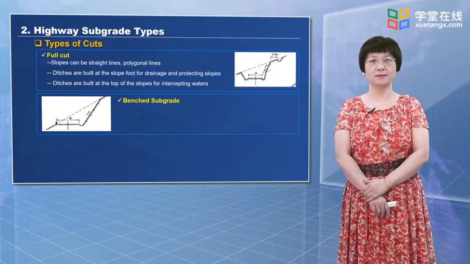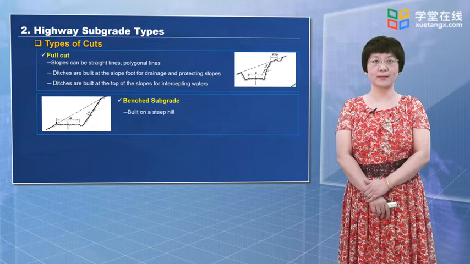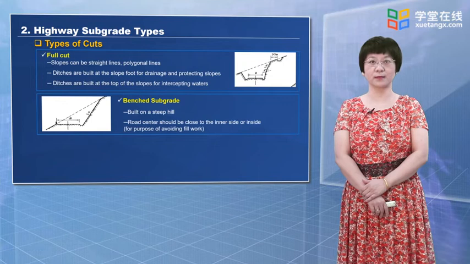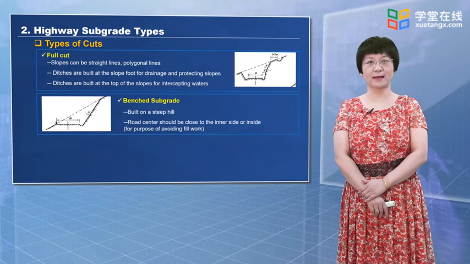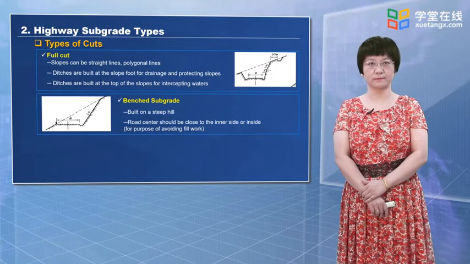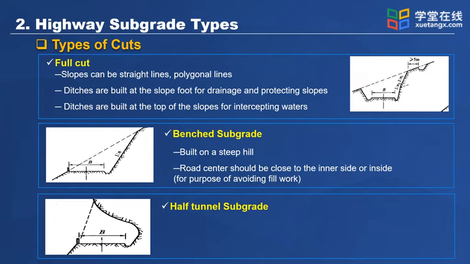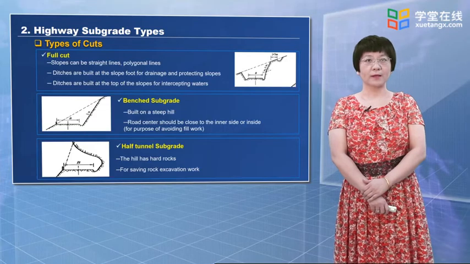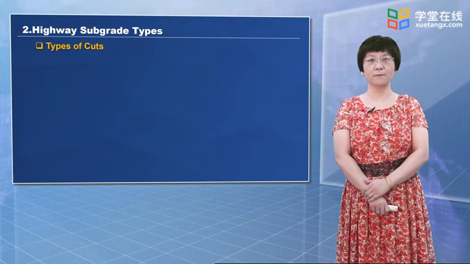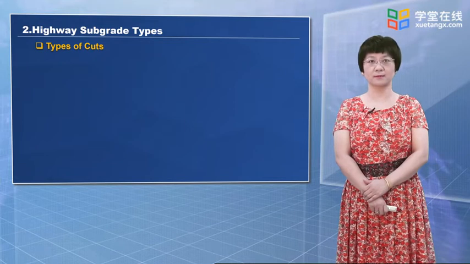Interception ditches are built at the top of the slopes for intercepting waters. For the benched subgrade, which is built on a steep hill, the road center should be close to the inner side or inside, for the purpose of avoiding field work. For the half-tunnel subgrade, for saving rock excavation work, the road is built on the hill with harder rocks.